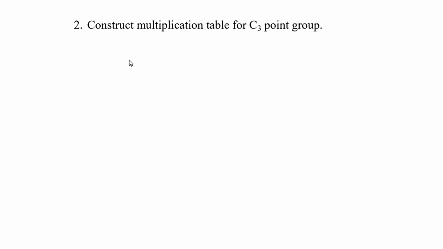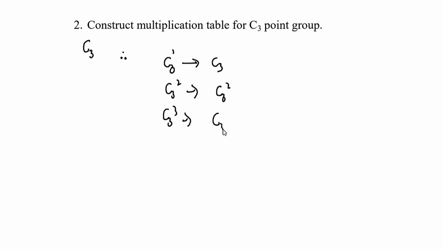So now let's look at this. To construct the multiplication table for C3, we basically have to use the distinct symmetry operation method. So C3 becomes C3 prime becomes C3. So C3 squared will give us C3 squared, and then C3 cubed will give us C3 cubed, which is identity. So C3 is like having an equilateral triangle. So we have this is C1, this is C2, and this is C3.